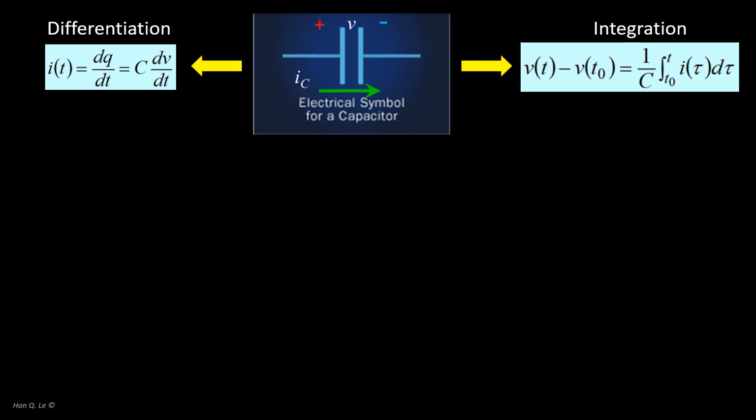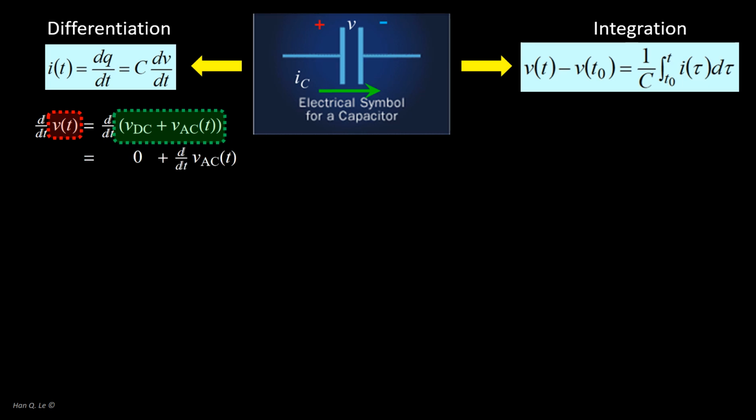Let's start with differentiation. Let input voltage V be a sum of two parts, a DC component, constant versus time, and an AC component, varying versus time. Then, the derivative of the DC component yields 0, leaving only the AC component. This is actually the most common use of the capacitor, that is, to block out, or filter out an unwanted DC component. Let's consider the simplest V AC, a pure harmonic of frequency omega.